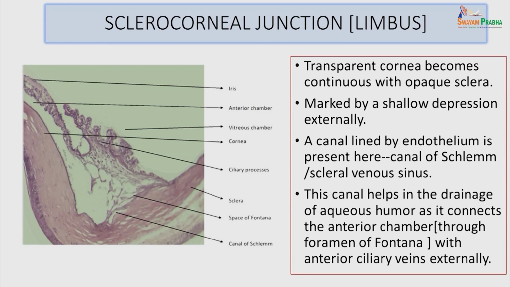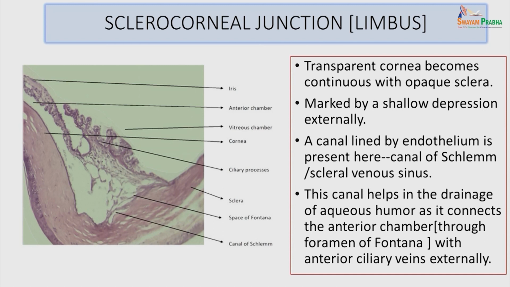It is marked by a shallow depression externally. A canal lined by endothelium is present here, the canal of Schlemm, that is the scleral venous sinus. This canal helps in the drainage of aqueous humor as it connects the anterior chamber through the foramina fontana with the anterior ciliary veins externally.